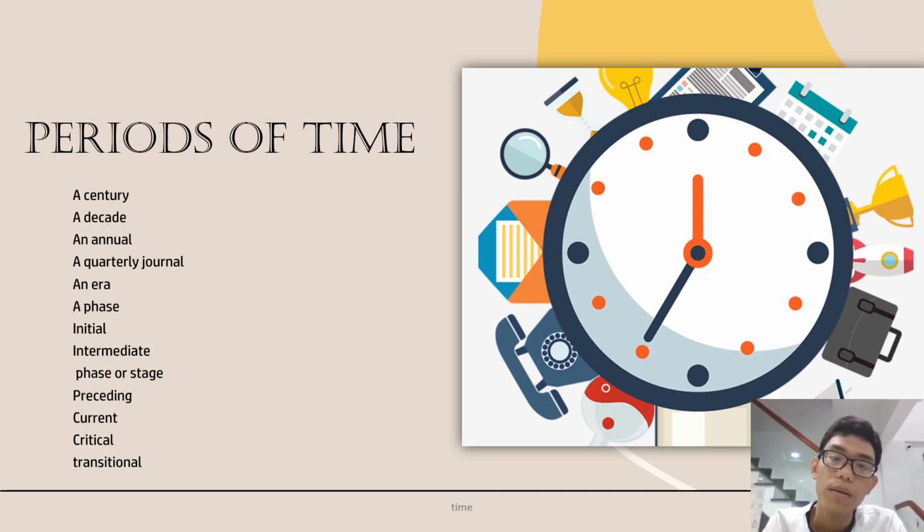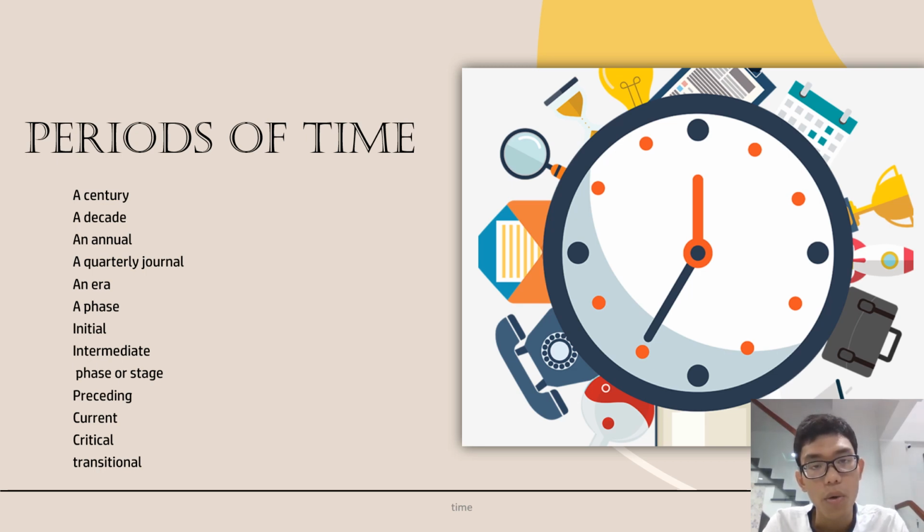An era. So what about an era? An era is a particular period of time that is marked by special events or developments. For instance, we can talk about the post-war era or an era of rapid social change. What about a phase? A phase is any stage in a series of events or process of development.